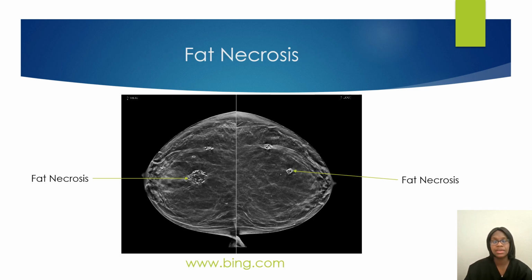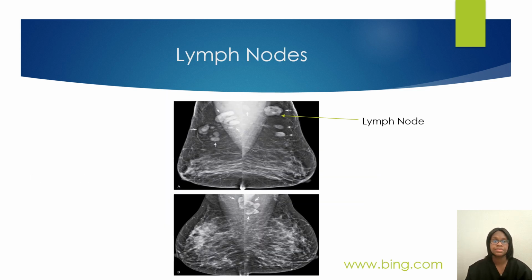Now you see the fat necrosis in the breast. You see how the green arrow is pointing to that. So make sure you know your anatomy, your pathology, how to pick it out on an image. Even if you are a technologist, it's good to know what you're looking at when you're working on the floor.